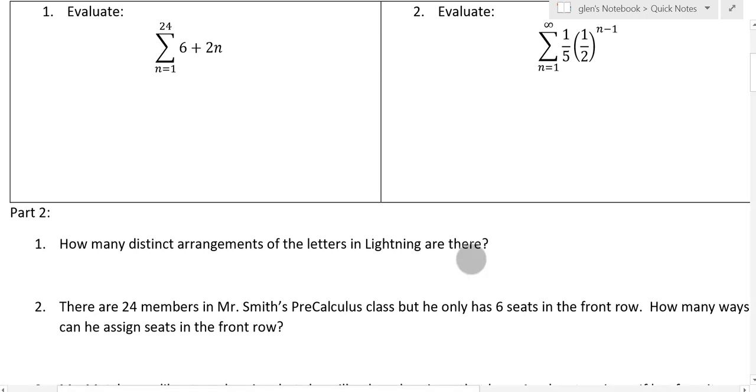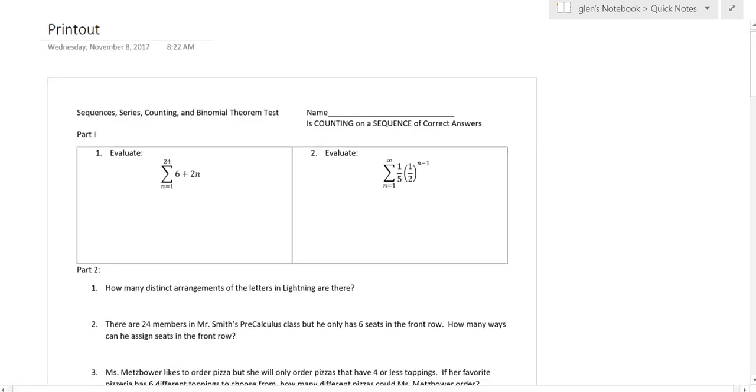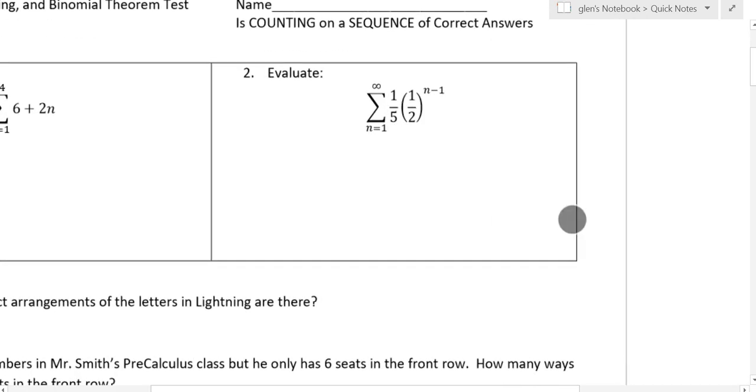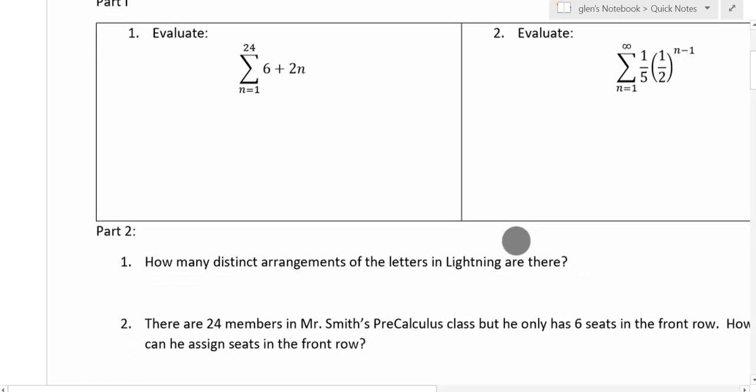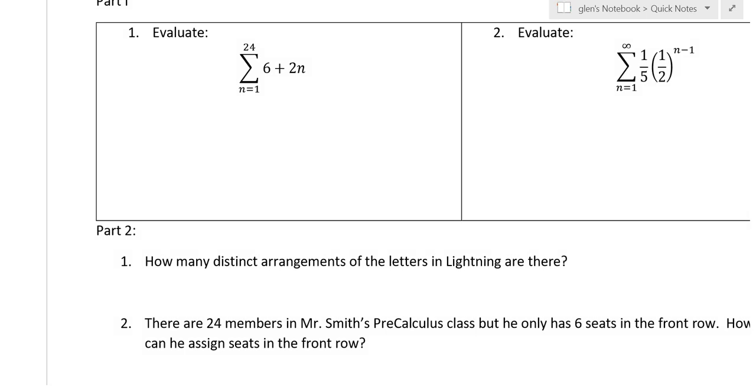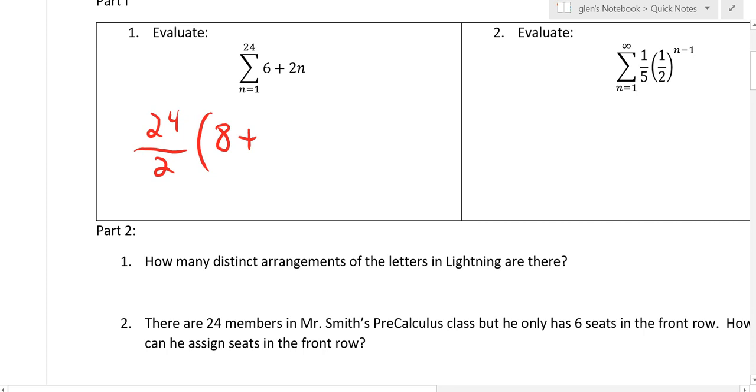You're not going to see a ton of these sequences and series questions because we've done a lot of them already, right? It looks like there are just two summations going on here. The first is arithmetic. Remember the formula for that? It's the number of terms, which in this case is 24, divided by 2, times the first term, which is 8, plus the last term, which you plug in 24 and you get 54. I know what that is? 744. Thank you, ma'am.